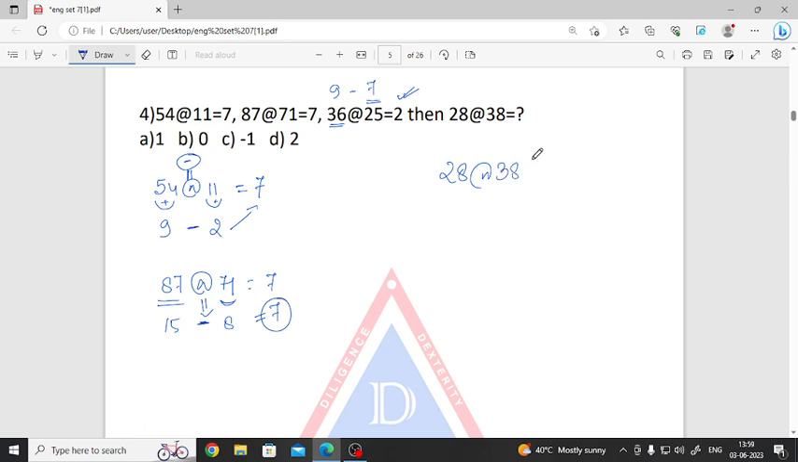28 at the rate 38 means 8 plus 2 is 10. At the rate means minus. 8 plus 3 is 11. So 10 minus 11 gives us minus 1. Option number C.